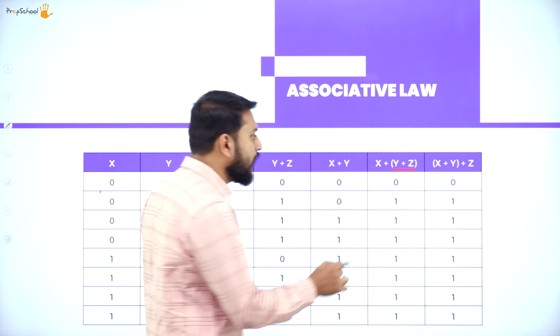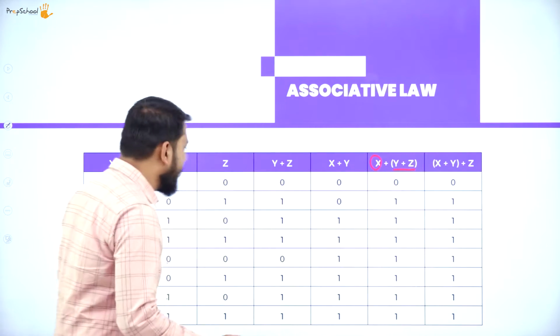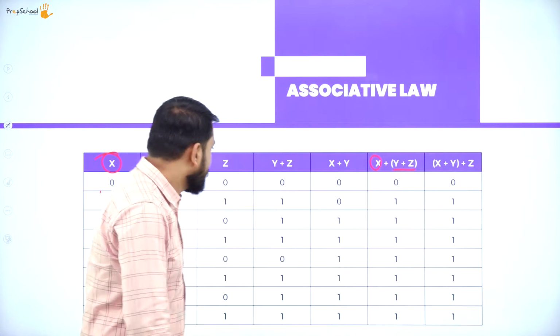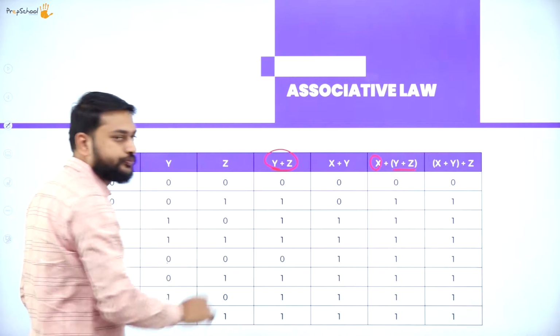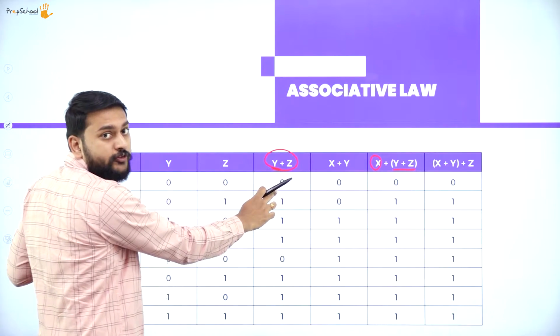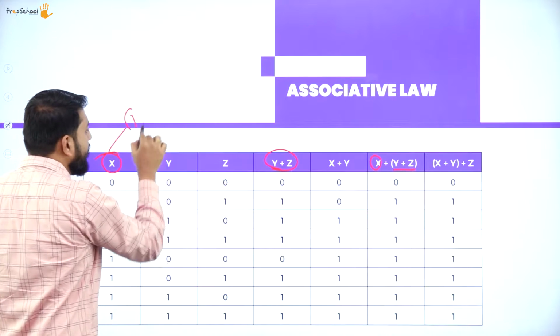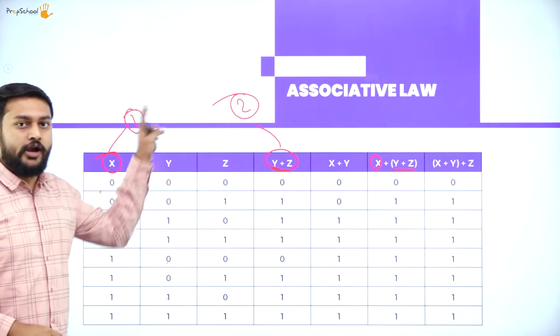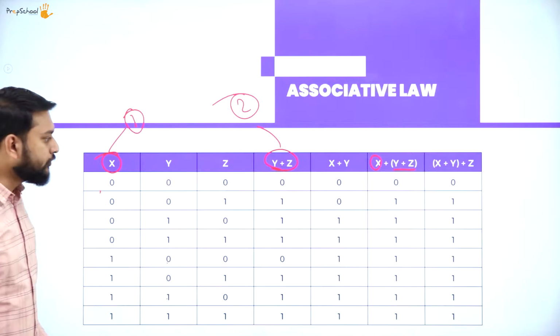Do I have X value? Yes, I have X value here. So do I have Y plus Z? Yes, I have Y plus Z here. Now I need to perform the addition for these two. This is 1 and this is 2 now. Addition should be performed between 1 and 2. That's what you need to remember now.